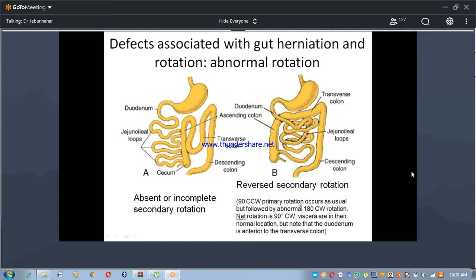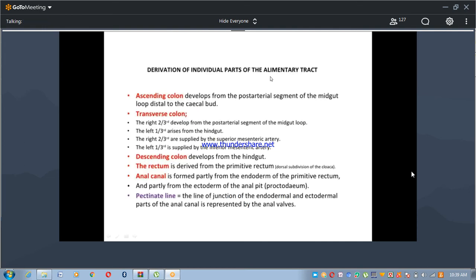This is the duodenum. And if there is reverse secondary rotation, that is clockwise instead of counterclockwise: the 90 degree counterclockwise primary rotation occurs as usual, but is followed by an abnormal 180 degree clockwise rotation. Net rotation is now 90 degree clockwise. Viscera are in their normal location. Note that the duodenum is anterior to the transverse colon, due to reverse secondary rotation.